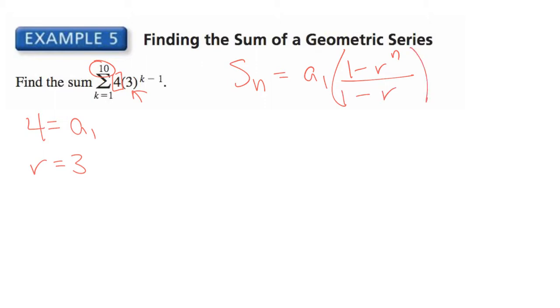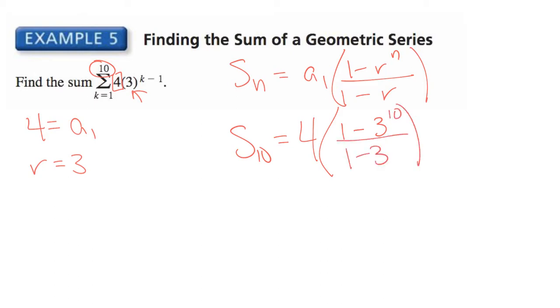The way we do this is S sub 10 equals A1 is 4. That's multiplied by 1 minus our rate, 3 to the n. N in this case is 10. That is our term we're looking at, over 1 minus 3. So I see that I've got 4 times, 3 to the 10th.